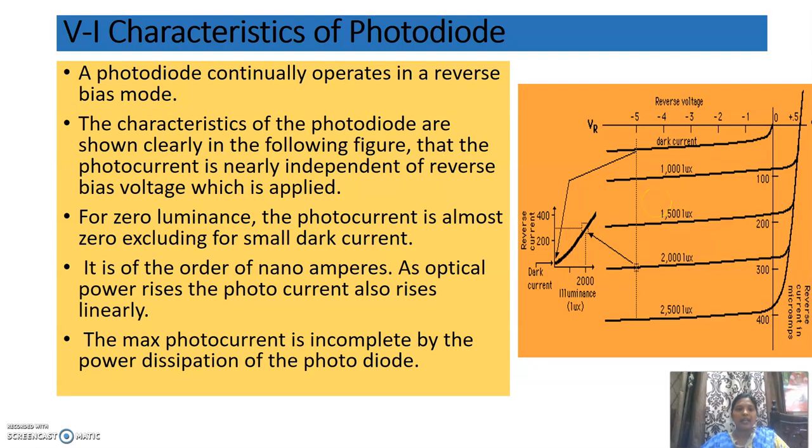Now these are the VI characteristics of the photodiode. A photodiode continuously operates in reverse bias only. The photocurrent is nearly independent of the reverse bias voltage. In the zero luminescence condition, when no photocurrent is there, we have a small dark current, in the order of nanoamperes. The maximum photocurrent is limited by the power dissipation of the photodiode. So this is about the photodiodes and the PIN photodiode. Thank you.